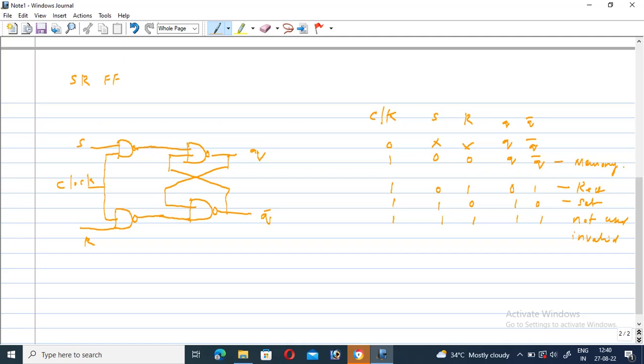Guys, you have to remember a very important point. In the case of the SR flip-flop, set means that the output is set to 1, and reset means that the output is set to 0. From this set and reset point of view, you have to remember the following.